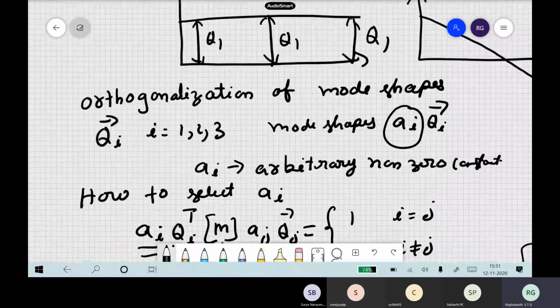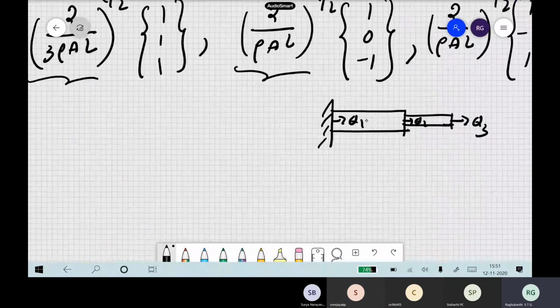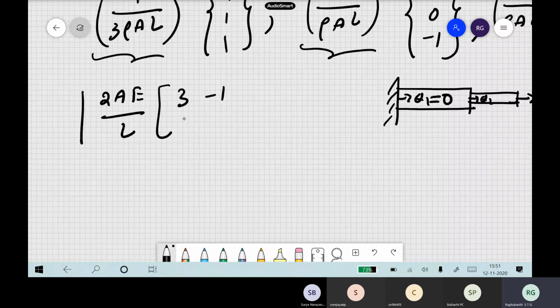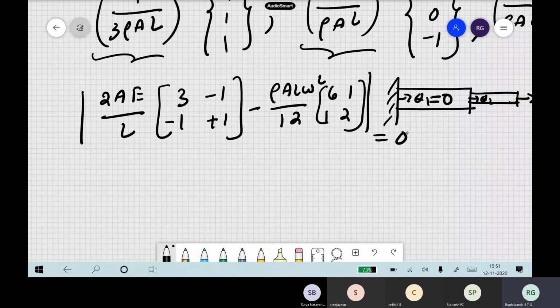You have to delete the row corresponding to Q1, because Q1 is actually 0. So one end is fixed. Now our equation says this becomes 2AE by L times the matrix [3, -1; -1, 1], minus rho AL omega square by 12 times the matrix [6, 1; 1, 2]. So this is the equation that comes.